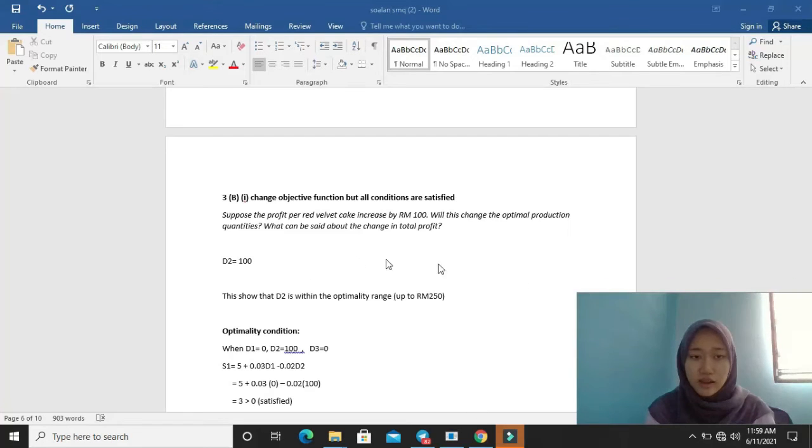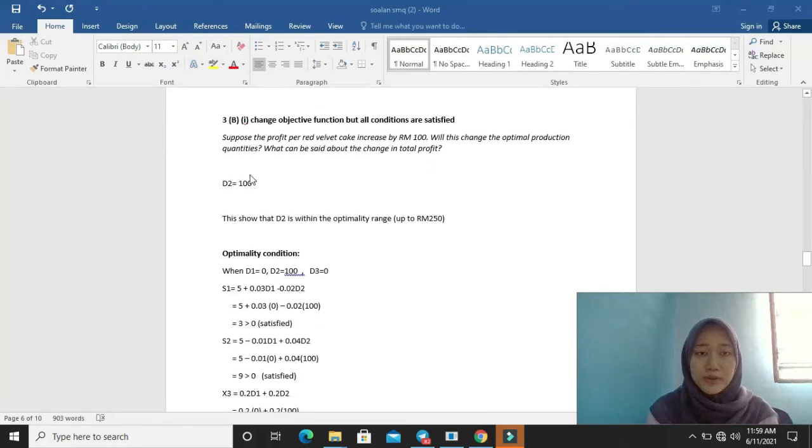Alright, for question 3b1, we need to change the objective function, but all conditions are satisfied. So the situation is, suppose the profit per red velvet cake increased by 100 ringgit.